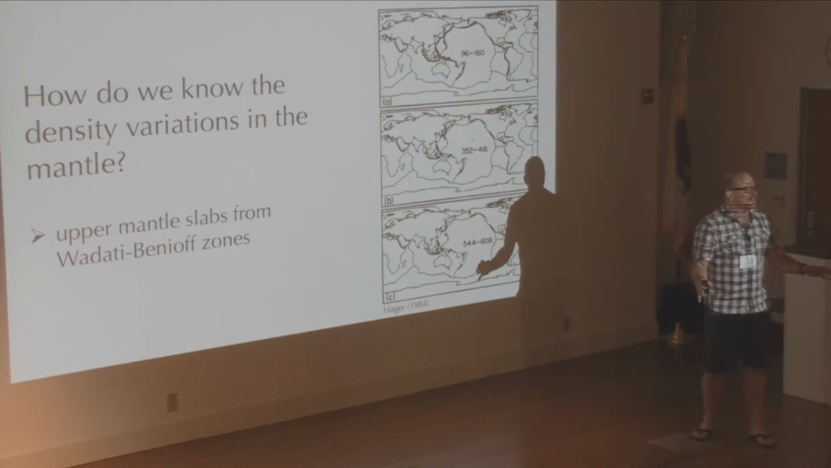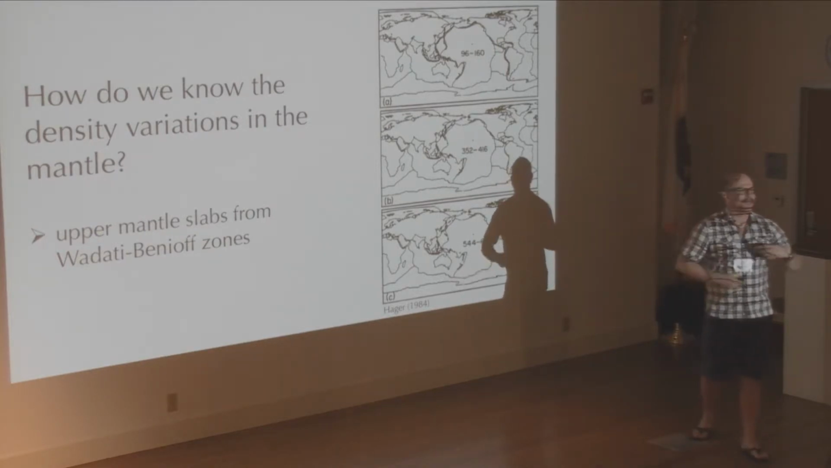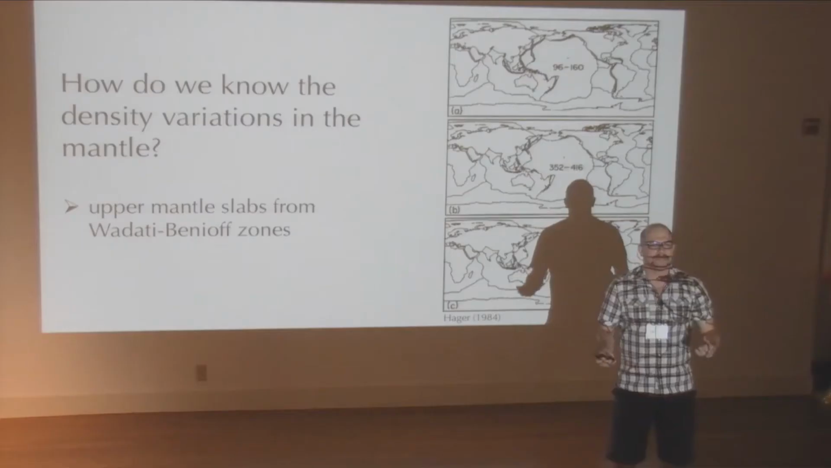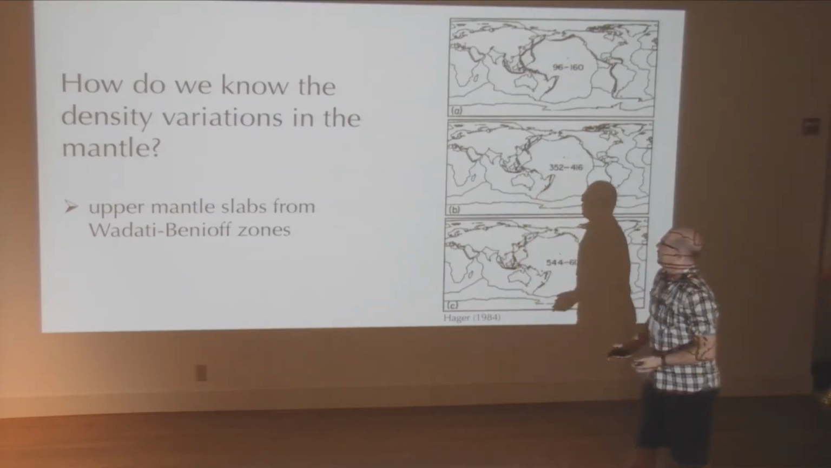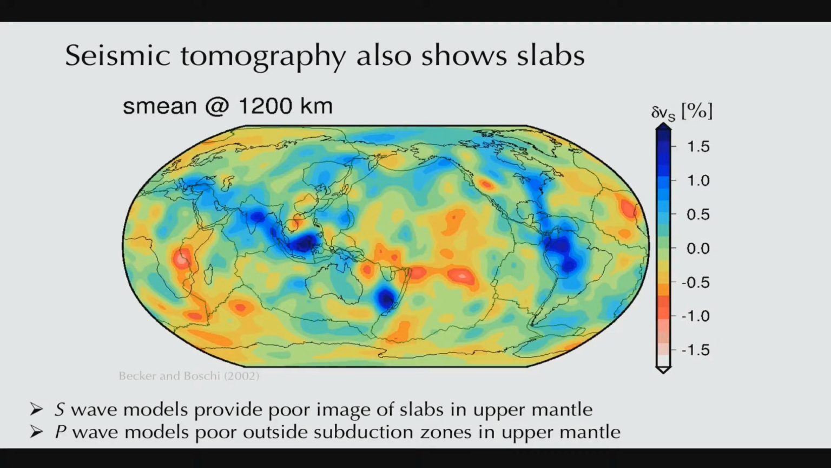So, we know where the seismicity is from the earthquakes. So we say, well, there's cold stuff going down. We take the thermal boundary layer that we just worked out, we come up with a density model. That's one way of doing it. Or we look at seismic tomography. Seismic tomography images wave speeds.